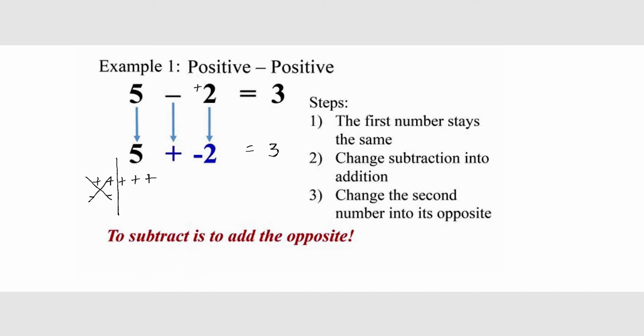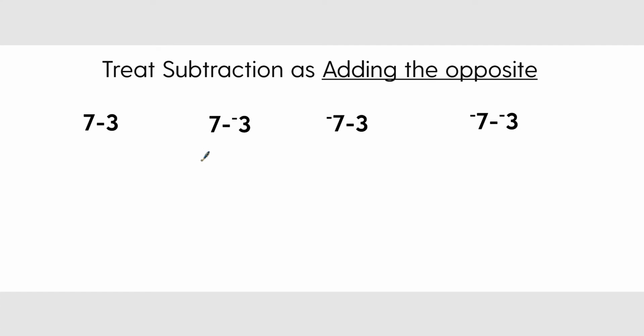Okay, let's do some more examples, again treating subtraction as adding the opposite. 7 minus 3, this is the most straightforward. The answer is 4. Most students get that, but let's use the process. The first number stays the same. Turn this subtraction into addition. Again, this is a positive 3 here. Let's turn it into a negative 3. Again, the little trick that I like to do is you've got 7 positives and you have 3 negatives now. So you're left with 4 positives, or a positive 4, right?